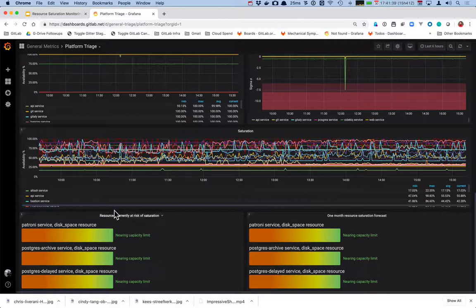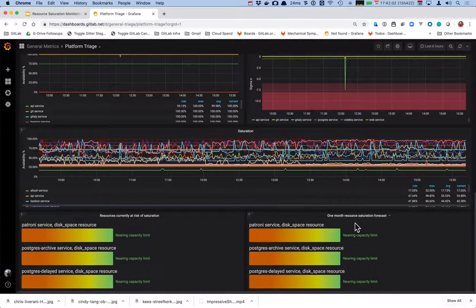So the first graph gives us resources that are currently at risk of saturation. Here you can see it's telling us that the disk space resource on the Patroni service is nearing its capacity limit. And likewise on the Postgres archive and Postgres delayed services, the same disk space resource is nearing its limit.